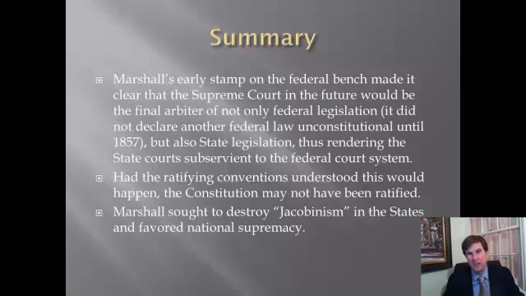These guys are causing all kinds of problems. These duplicitous liars like Marshall and Hamilton and Wilson and people like that. I mean, this is how horrible it got. Marshall, again, was seeking to destroy Jacobinism in the states, and he favored national supremacy, aggressive nationalism. And that's what this is all about. It's about consolidating power, centralizing power. There's no other way to describe it.